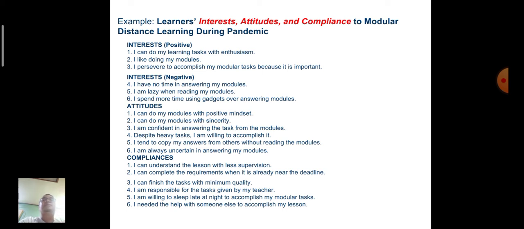So these examples are really, really clear because take a look into the interest. It talks about interest, no, the positive interest. Then there's also a negative interest. It is done with positive and negative because we need to collate all statements with regards to negative connotation about interest, no, in terms of the modular distance learning during pandemic. And we also have to collate the negative ones as well.